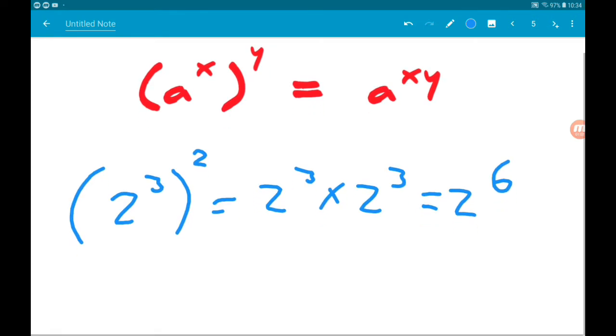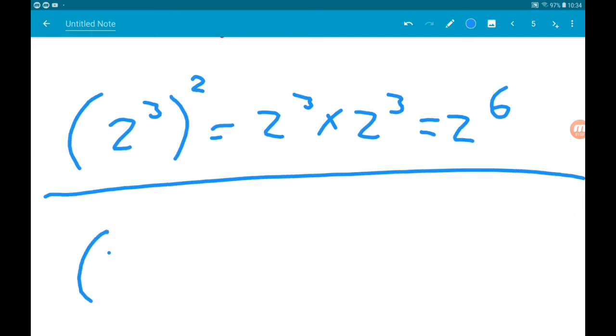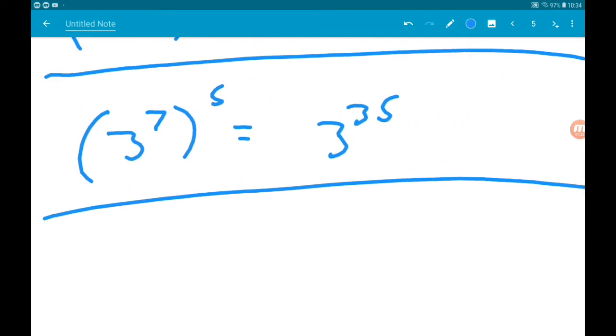So let's say we had 3 to the 7 to the power 5. That would be 3 to the 35. Say we had x to the power 10 to the power 2, and that's x to the power 20.